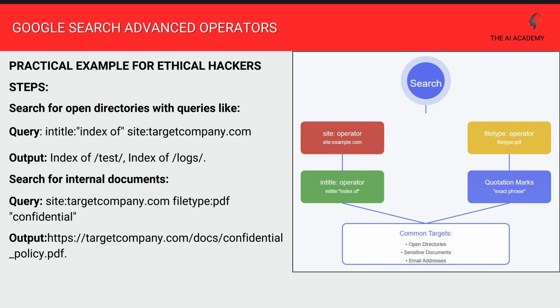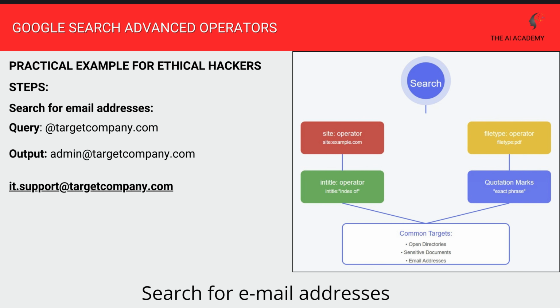Output: https://targetcompany.com/docs/confidential_policy.pdf. Search for email addresses. Query: @targetcompany.com. Output: admin@targetcompany.com.